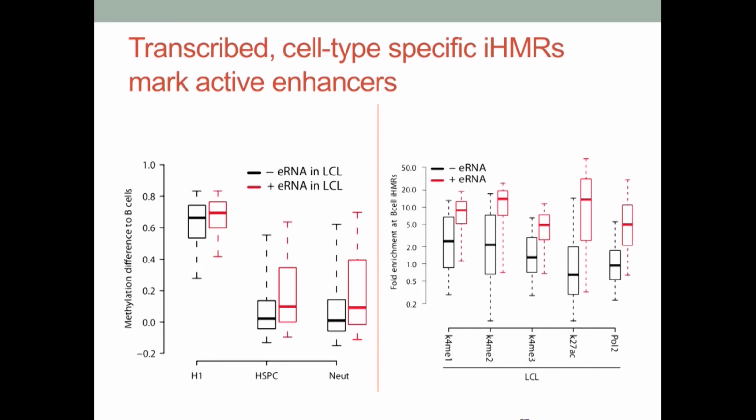And this is basically showing the same thing: that the fold enrichment at B cell HMRs of all of these different marks, including polymerase, is always much higher in B cell HMRs that are also producing eRNAs. And the reason why we call them eRNAs, we didn't coin this phrase. It was already coined way before us. Other groups have noticed that enhancers can produce RNAs. So we're assuming that many of these are putative enhancers, and that's why we call them eRNAs.